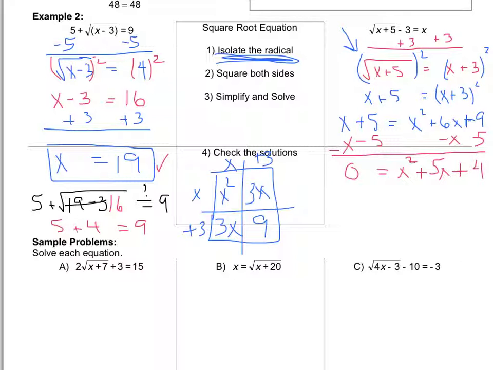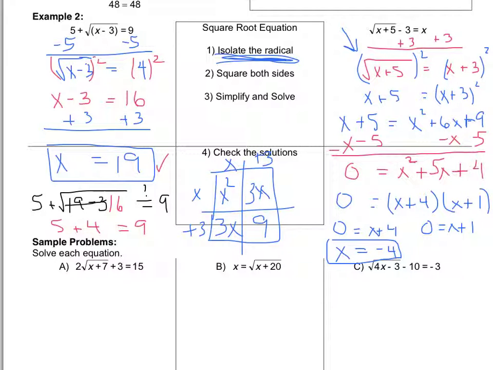So when I factor this, I get x plus 4 and x plus 1 will give me 0. And so I set each equation equal to 0, so I get 0 equals x plus 4 and 0 equals x plus 1. So over here, I get x equals negative 4, and to the right, I get x equals negative 1.